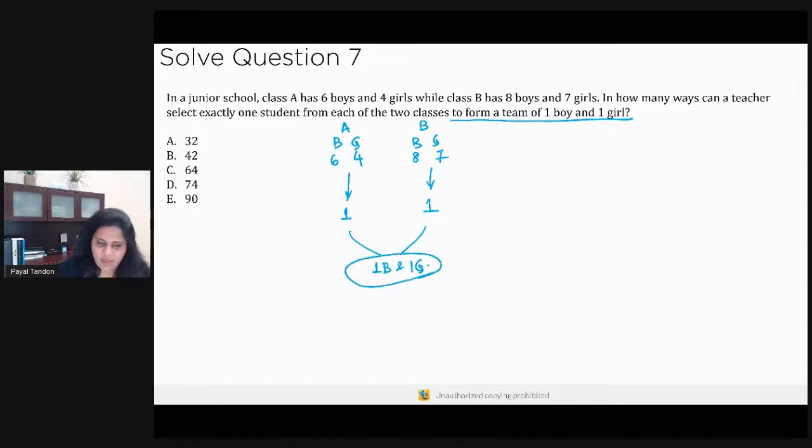Now, what does this mean? This means that there could be a scenario in which you select 1 boy from class A, which means you would need 1 girl from class B. Or you could get 1 girl from class A and 1 boy from class B. So these are the 2 cases that exist: this is case 1 and this is case 2. In your objective equation, you have to consider both these cases.